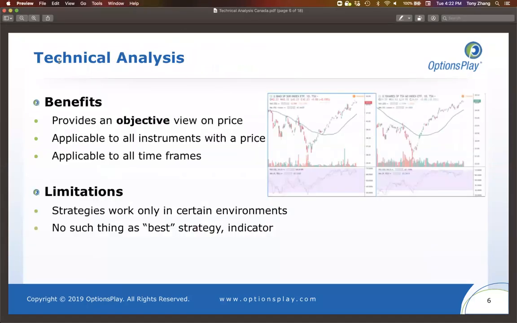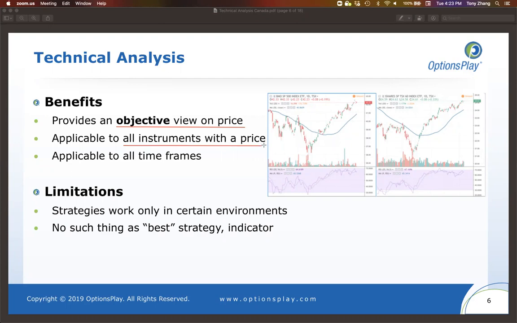So the benefit is that when you apply technical analysis in the ways that we're going to show you here today, it provides you with an objective view on price, meaning you can get a very clear sense for whether you think the stock will go higher or lower. It doesn't mean that you're always right, but you will have an objective view as to where you think that stock will go. And it's applicable to all instruments with a price. So regardless of what asset class you prefer to trade, you can utilize what we're going to teach you here today.